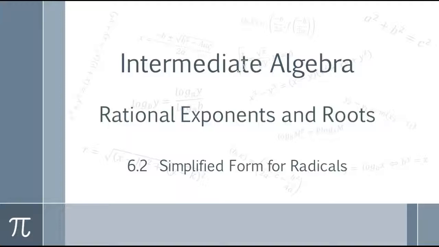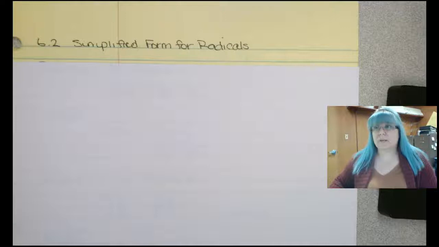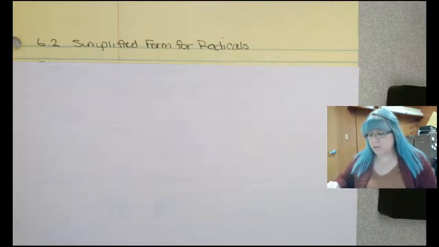6.2 Simplified Form of Radicals. So we're going to be working with the simplified form of radicals, but we do need to talk about some of the properties that we have available to us to be able to get radicals in a simplified form, which I'll tell you about in just a few. So let's talk about the properties first.